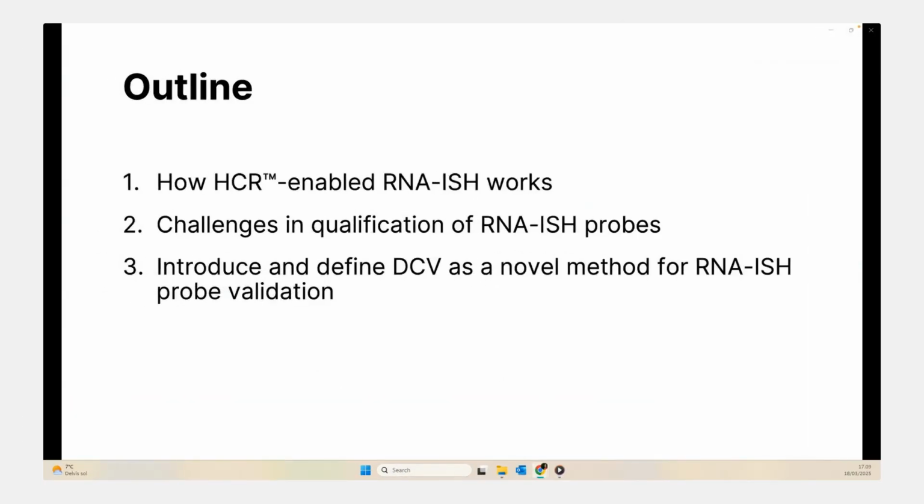In this presentation, I would like to explain how HCR-enabled RNA-ISH works and some of the challenges that users face in qualification of RNA-ISH probes. And finally, I'm going to introduce the concept of DCV, which is an acronym for dual channel validation. And I'm going to show how these challenges can be addressed by DCV.